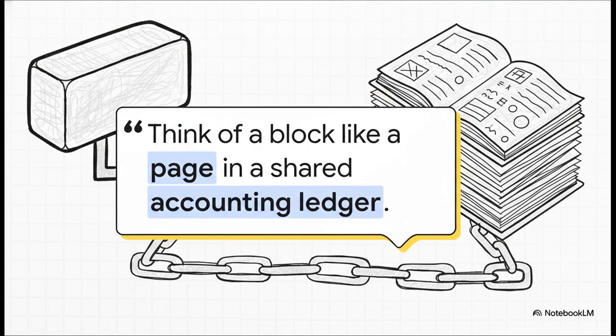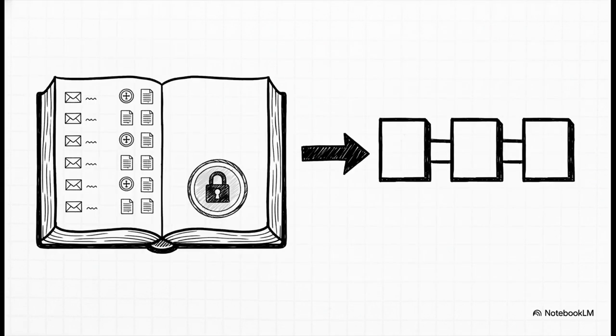A really great way to visualize this is to think of a block as a single page in a giant shared accounting book. It's a super simple analogy, but it perfectly explains what a block does. So, just like a page in that ledger, each block records a whole new batch of entries. And once that page is full of transactions and everything's been verified, it gets sealed and permanently added to the book. This creates that permanent, always growing chain of records.